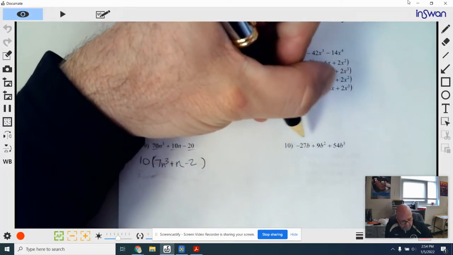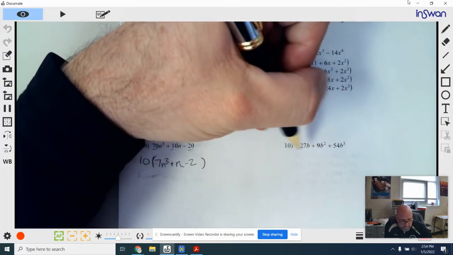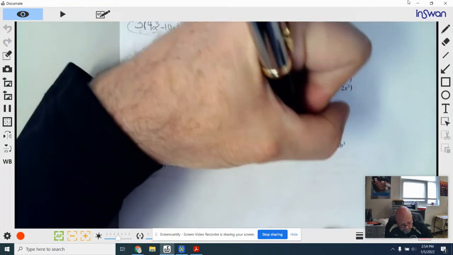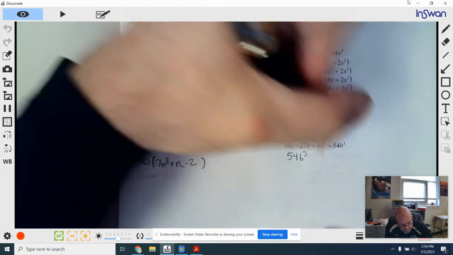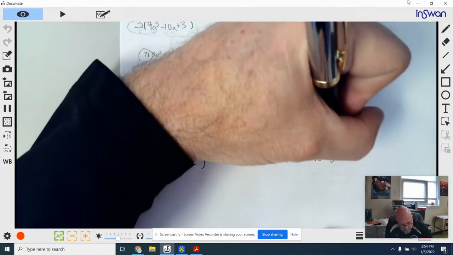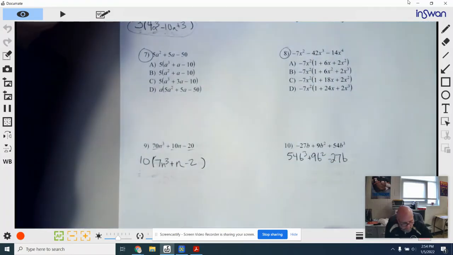Okay, number 10. Quick glance at this one. It's not in proper order. In fact, it's all backwards. So I'm going to reorder it. So 54b cubed plus 9b squared minus 27b.